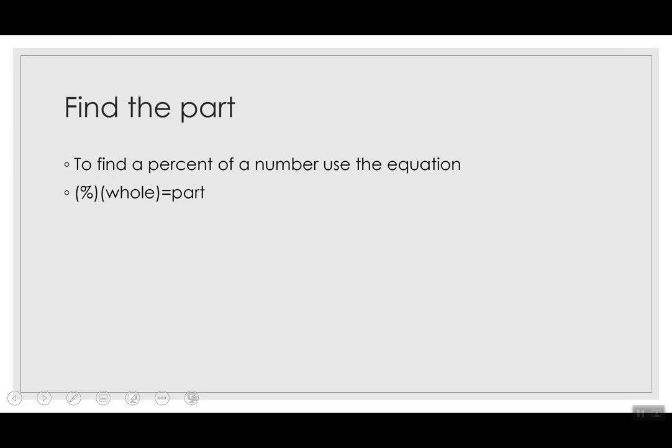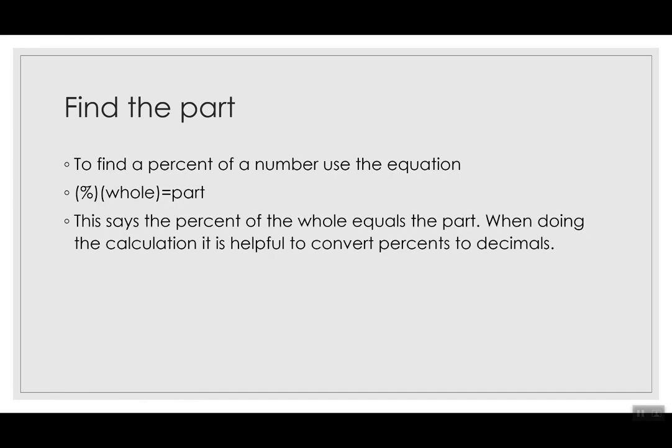Finding the part. To find a percent of a number, use the equation: the percent of a whole is a part. This says the percentage of the whole equals the part. When doing the calculation, it's helpful to convert the percent to decimals. If we want to know 15% of 60, we calculate 0.15 times 60, and that would give us 9.